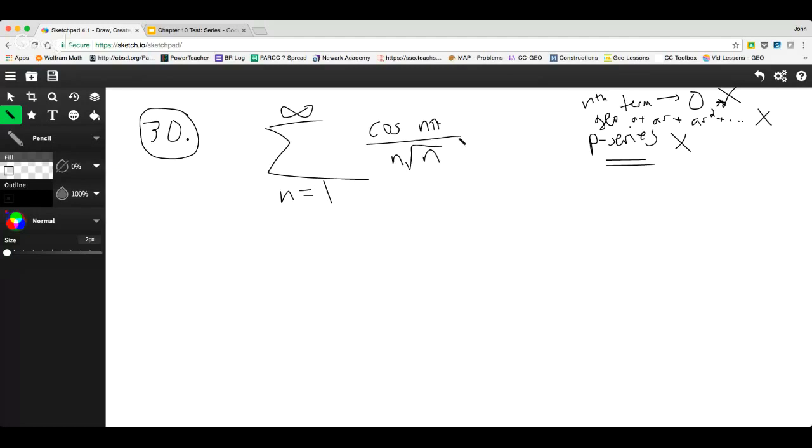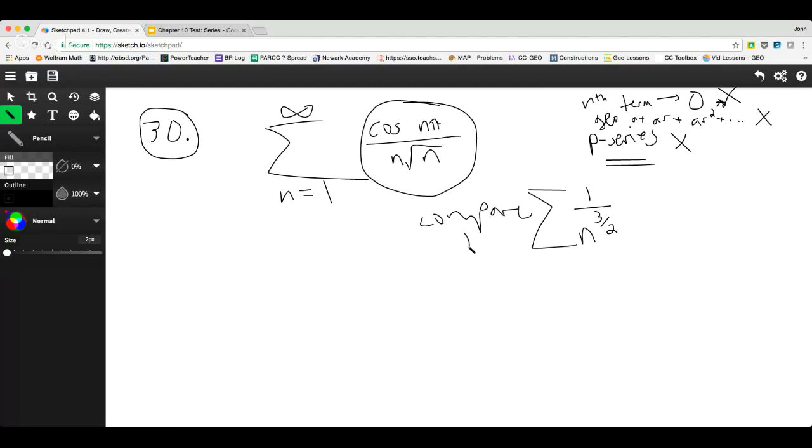So this expression, as n goes to infinity, where is it headed? Well, that numerator is toggling between -1 and 1. That denominator is getting huge. So at its end behavior, it's going to look a lot like a p-series. I'm going to compare it to 1 over n to the 3 halves. Okay, so let's compare it to that.